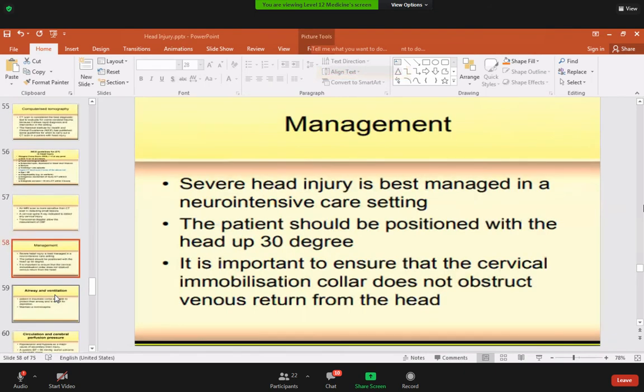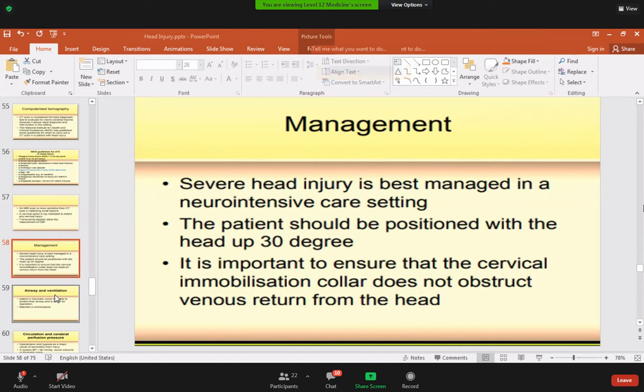Okay, how do we manage patients with severe head injury? These patients should be managed in neurointensive care settings, and the ideal position of the patient in bed should be head up to 30 degrees. It is important to ensure that the cervical collar does not obstruct the venous return from the head. There should be no compromise to the venous return. So you have to be aware of it also.